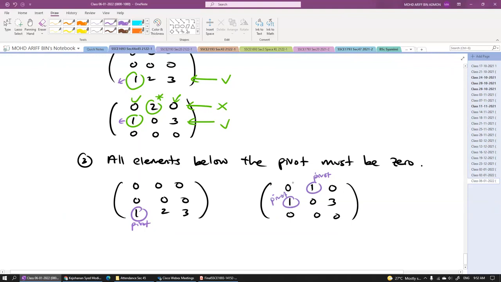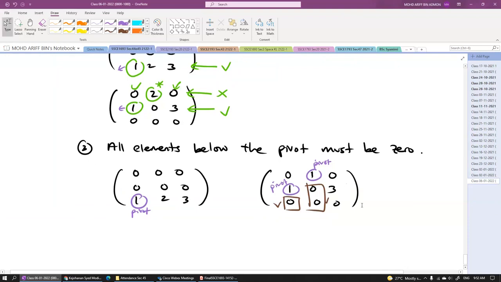And the most important, you have to check all elements under this pivot. These are the elements below this pivot: 0, all elements 0 here, no problem. This satisfies our condition number 3. That's the meaning of all elements below the pivot must be 0. Okay, number 3. Okay, number 4. I just finished this one.